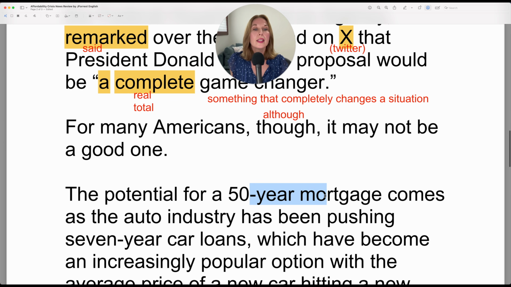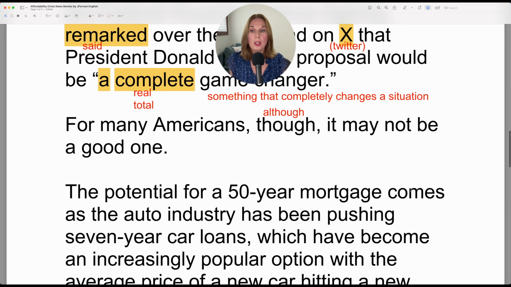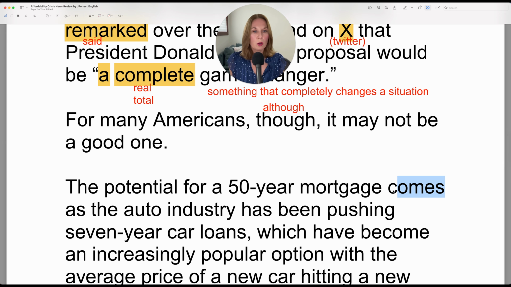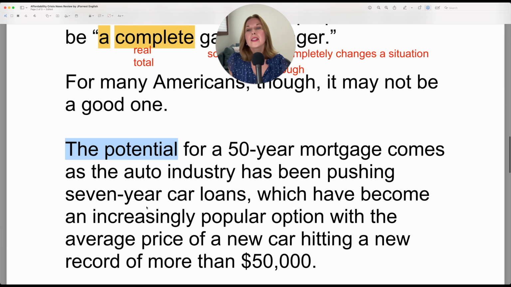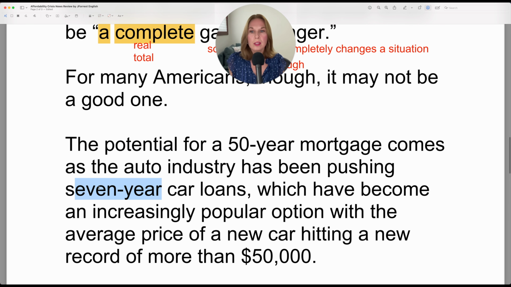So again, this is the adjective. So we have a mortgage. This is the noun, a mortgage. It's a loan for your house. Now, 50-year describes it. So again, that's why there's no S, because it's an adjective. The potential for a 50-year mortgage comes. So here, this verb is conjugated as third person singular because the subject is the potential, it. It comes as the auto industry has been pushing 7-year car loans. So the exact same thing, 50-year mortgage, 7-year car loans.